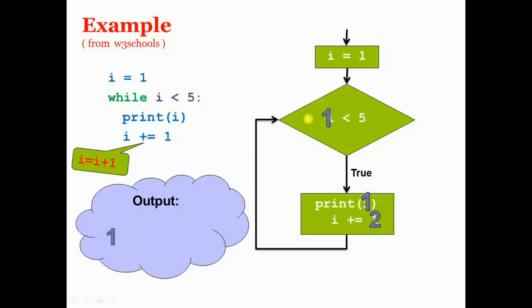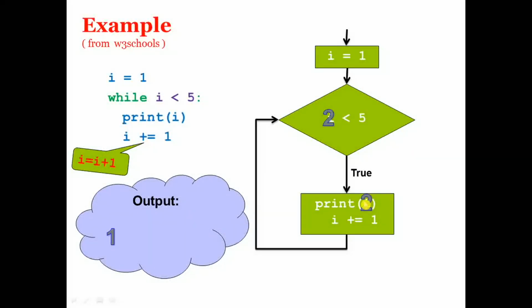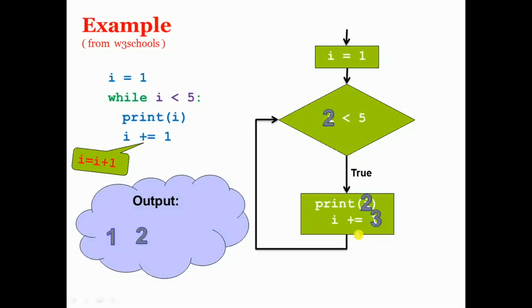And it will go to the condition again. So i is equal to 2 now. 2 is smaller than 5. It is true. So it will print out the number 2 and i will become 3. And then it will go to the condition again. i is 3 now. 3 is smaller than 5. It is true. It will print out 3. i will be 4. Now it will go to the condition again, and 4 is smaller than 5. It is true. Then it will print out 4. i will be equal to 5. Then it goes to the condition again.